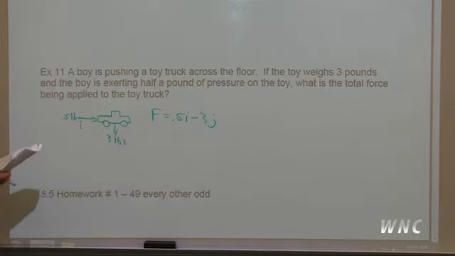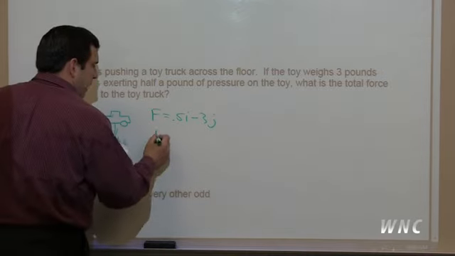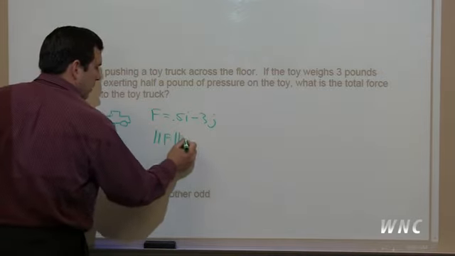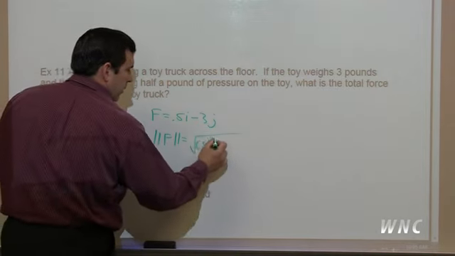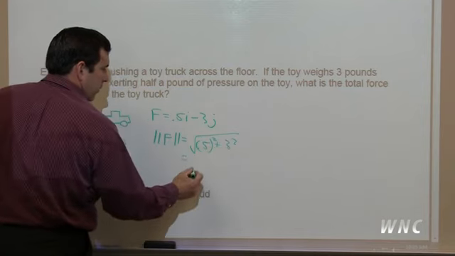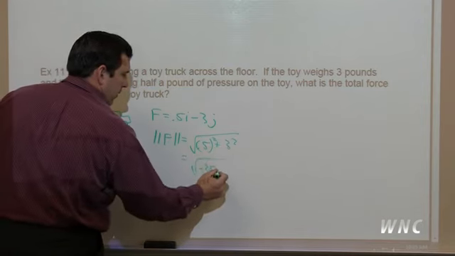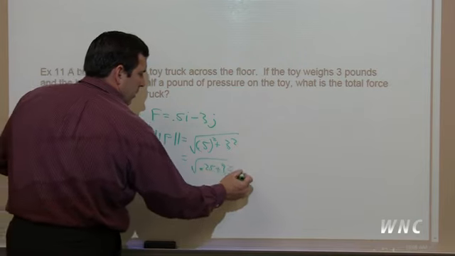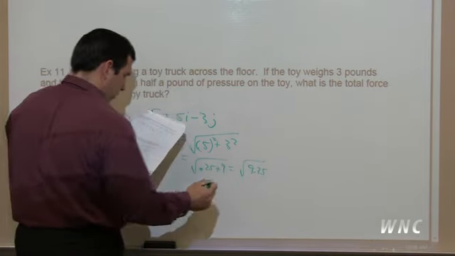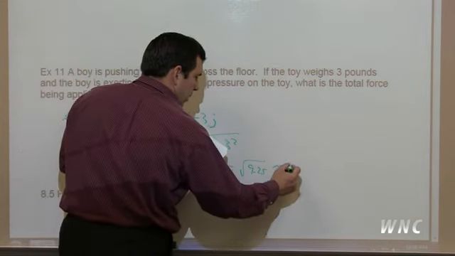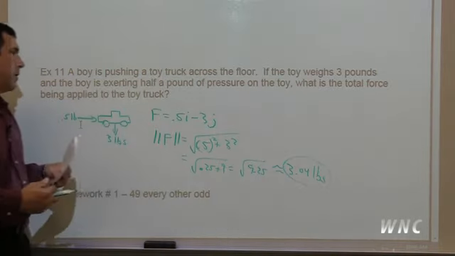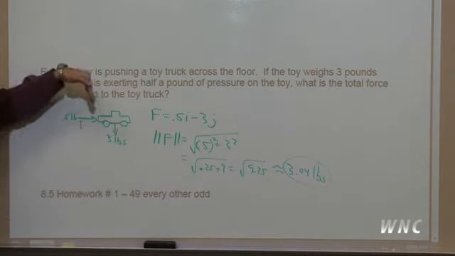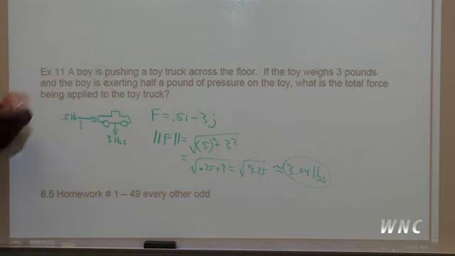Why minus 3? Because it's going in the down direction. So the magnitude of the force is going to be the square root of 0.5 squared plus 3 squared. It's going to be 0.25 plus 9, the square root of 9.25, and that's approximately 3.04 pounds. That's the total force acting on this truck: 0.5 from the boy, 3 from the earth, so overall about 3.04 pounds in the resultant vector.